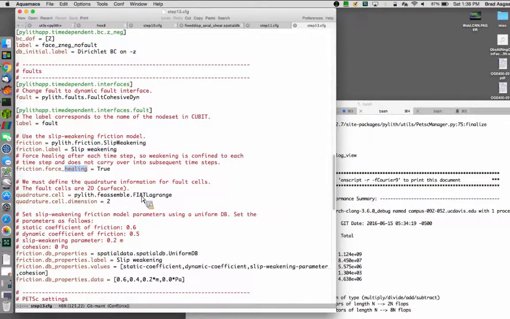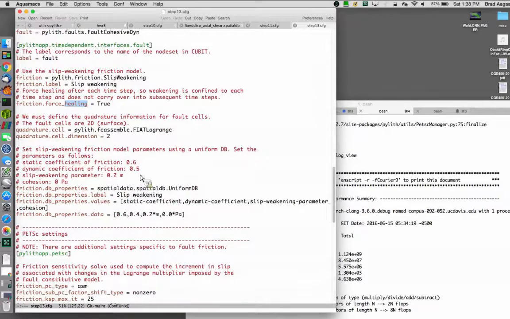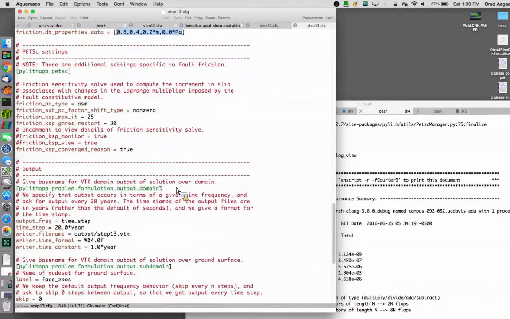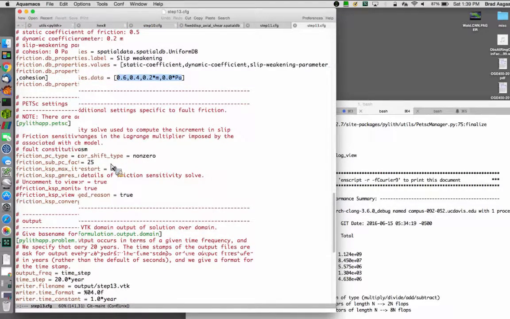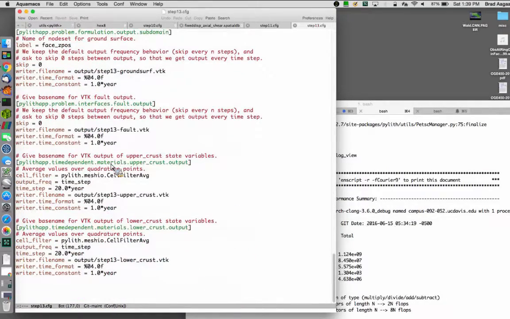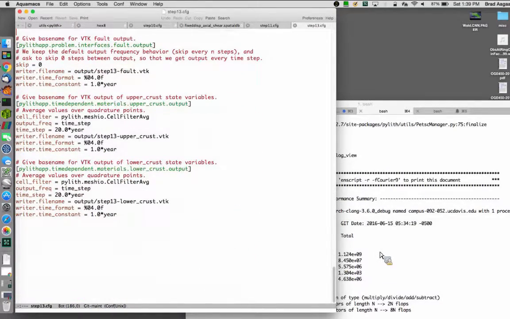Same friction model parameters. Here's our coefficient of static friction is 0.6. Dynamic friction relatively high at 0.5. Slip weakening parameter of 0.2 meters. So we're going to transition from 0.6 to 0.5 as we accumulate 0.2 meters of slip, and a cohesion of 0. That's all here in our uniform spatial database. Here are our PETSc settings, still pretty much the same. So let's run step 13.